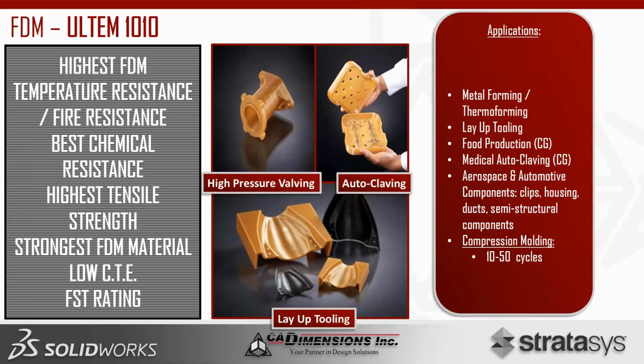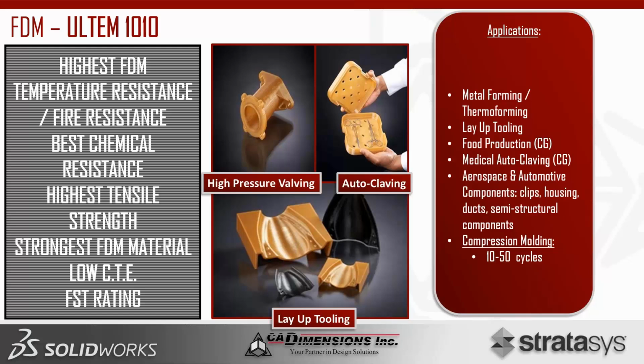And this material also has an FST, or flame, smoke, and toxicity rating. So this typically is used for things like high pressure valving. It can be sterilized in an autoclave, so there's a lot of autoclaving that can be used for medical applications. And then a lot of layup tooling for larger pieces, like the parts of airplanes that we can see with companies such as Boeing, because of how strong and durable this material is.